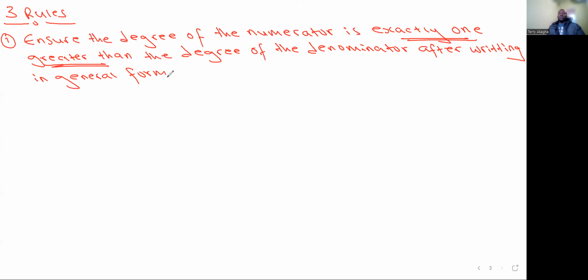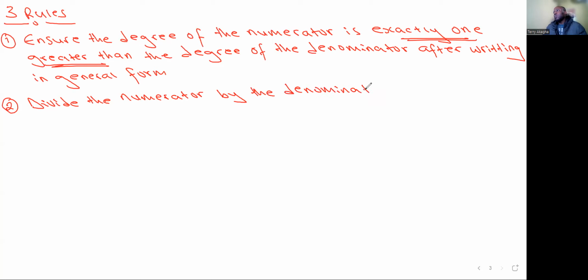the next thing you have to do is divide the numerator by the denominator using long division. So number 2 is then you have to divide the numerator by the denominator using long division. And number 3, when you've divided the numerator by the denominator, then the quotient from step 2.